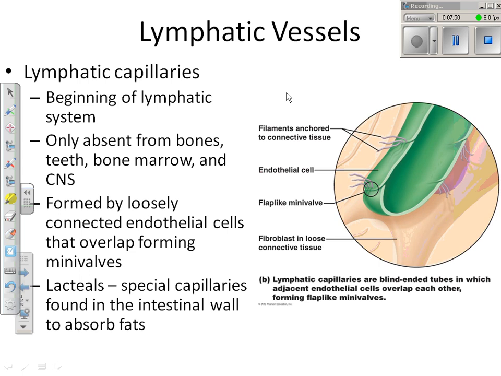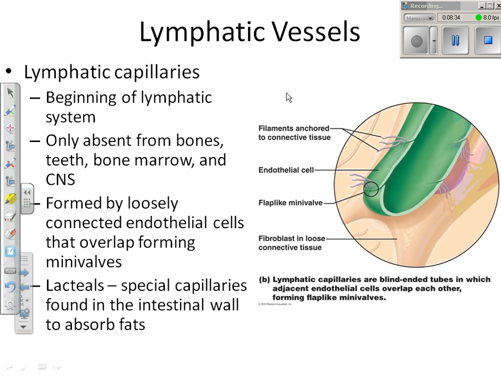And basically, lymphatic vessels are absent in certain places. We don't have them in bones, teeth, bone marrow, and you don't have lymphatic vessels in the central nervous system. So these particular areas of the body have different ways of dealing with defense. At the central nervous system, for example, talking about the brain, y'all remember last semester we talked about the blood-brain barrier? Y'all remember that? And that was protective of the brain. So there's different mechanisms in place. And these vessels are formed by loosely connected endothelial cells, but they're overlapping. And that overlapping is what forms these little valves that you can get in, but it's more difficult to get out.